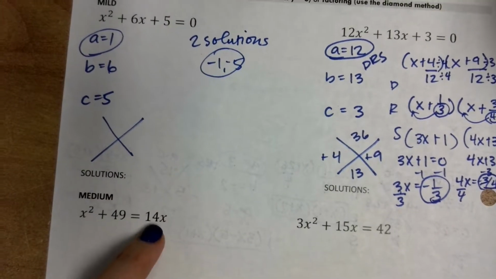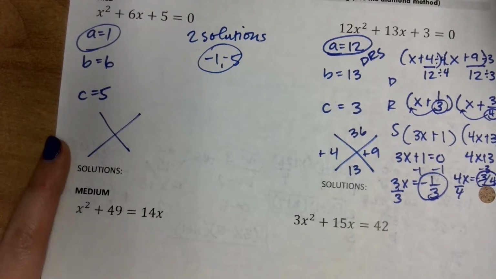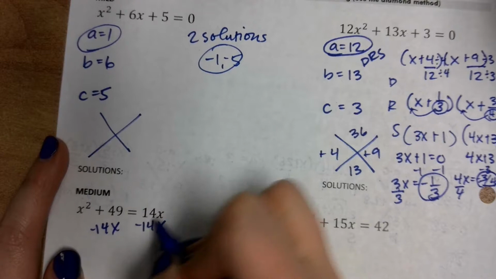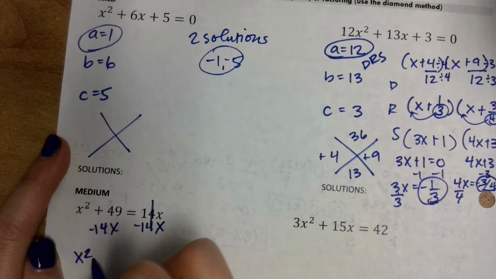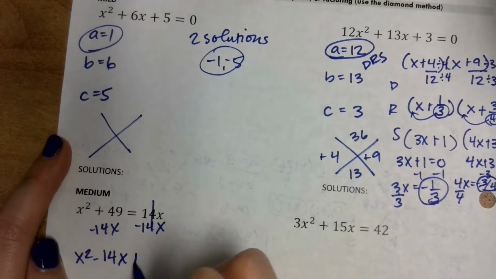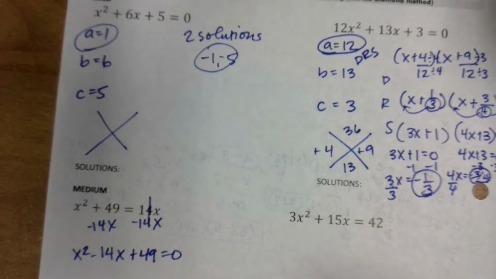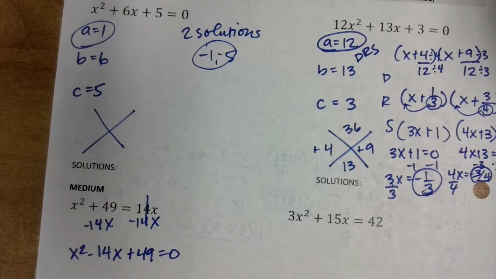How do I get the 14x from the right side over to the left side? Exactly. Is there any like term on the other side? No. So it becomes x squared, putting the term with the x in the middle: x squared minus 14x plus 49. Do you want to factor or graph it? Okay, factor.